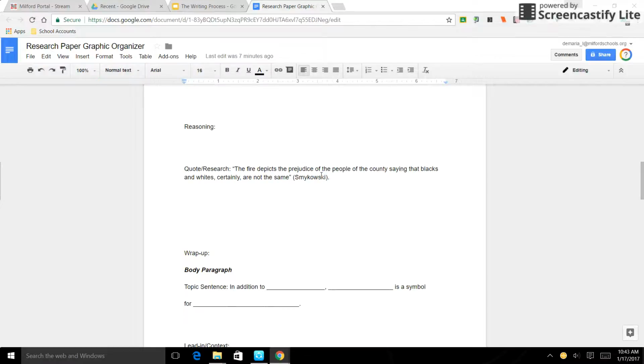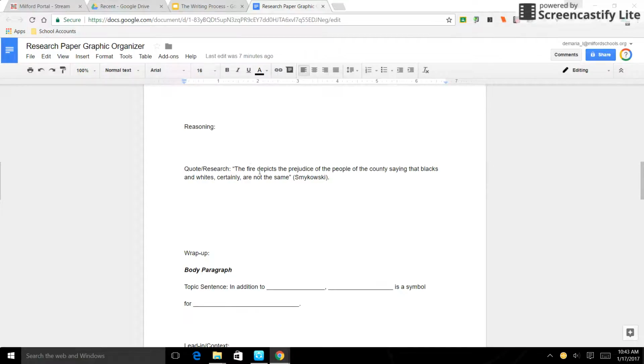Since the author of this article is a man whose last name is Smykowski, I'm going to put his last name in these parentheses right here, and this is my parenthetical citation. Anything that you use from the article will have this same parenthetical citation of Smykowski in parentheses, okay?